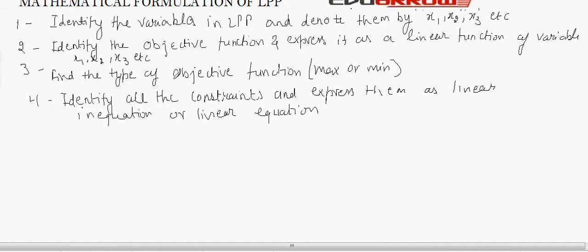After that, find the type of objective function, whether we have to maximize or minimize it. The next step says to identify all the constraints and express them as linear inequations or linear equations. Linear inequation means a sign involving greater than or equal to, or less than or equal to. And linear equation means a sign involving is equal to. Okay.